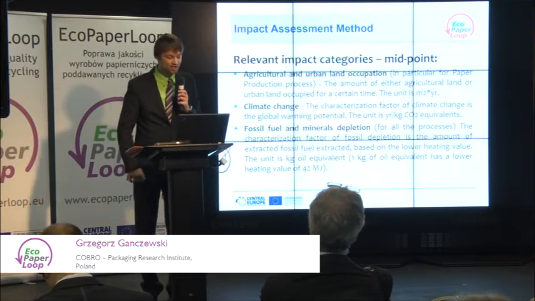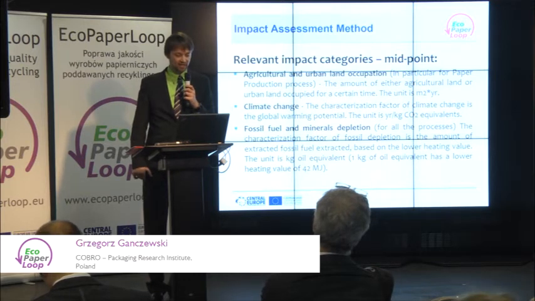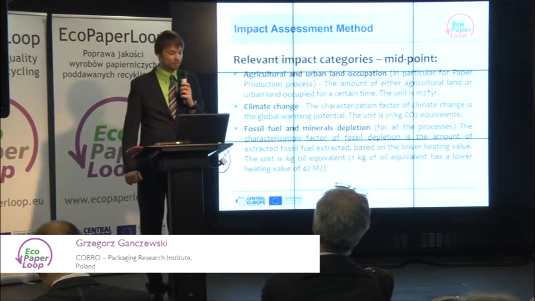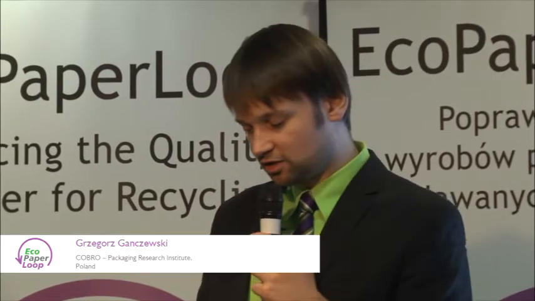and the ones that we'll be using in our explanations. So that's going to be agricultural and urban land occupation, which is the amount of either agricultural land or urban land occupied for a certain time, in the unit of square meters multiplied by years. Then another very important environmental aspect is climate change, which is the characterization factor of global warming potential. And then we will have fossil fuels and mineral depletion, which is also, of course, very relevant especially from the point of view of comparisons of paper to, for instance, plastics, or in our case, laminated paper.